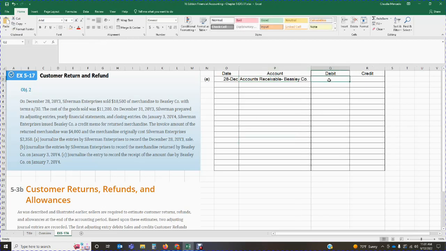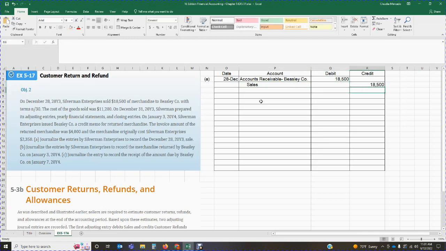So how much does Beasley owe us? Well, Beasley owes us $18,500. That is the amount of the sale. Now the sale has been done. Beasley has taken the goods. We've made the sale. So now we have to record an entry to sales, because we need to recognize the income. We've sold the goods, we're just pending to collect the money, but the sale has been made. So sales will be credited $18,500.